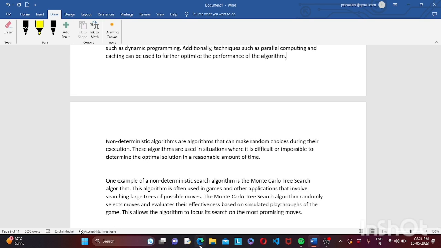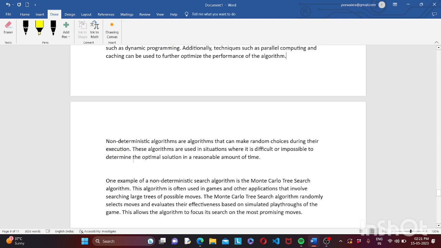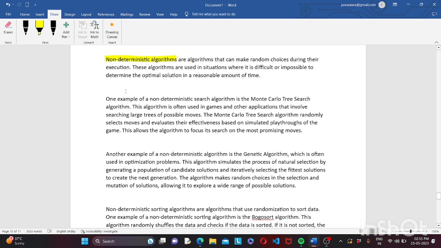Now the last question, which is question number 8. We will see A part, which is write a non-deterministic search and sort algorithm. Non-deterministic algorithms are the algorithms that can make random choices during their execution, and these algorithms are used in situations where it is difficult or impossible to determine the optimal solution in a reasonable amount of time.